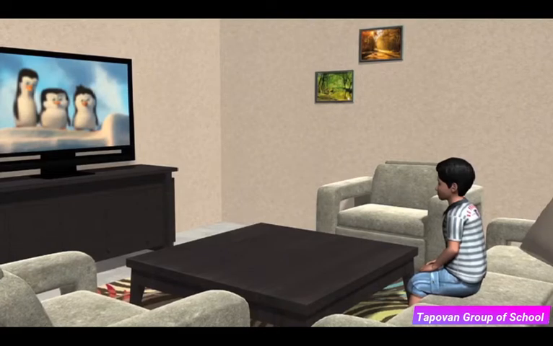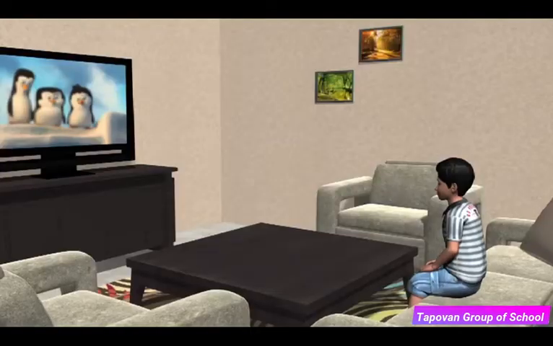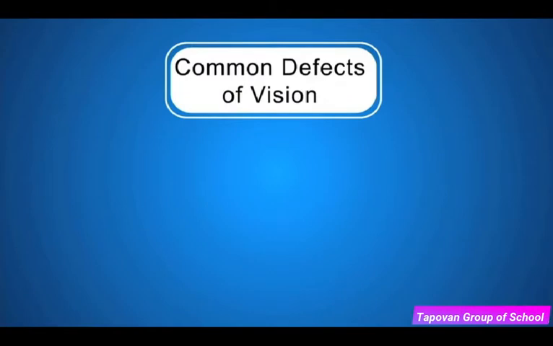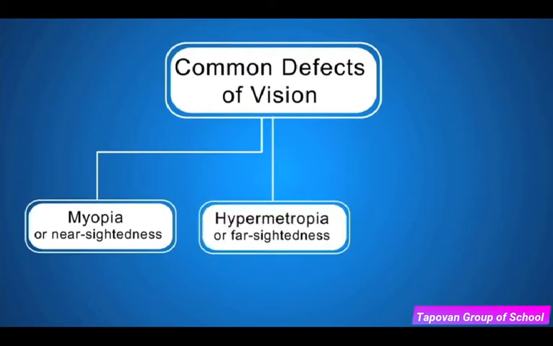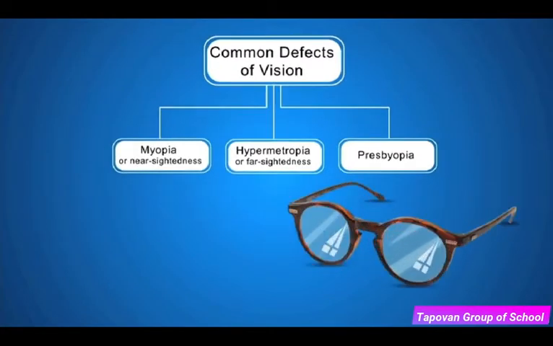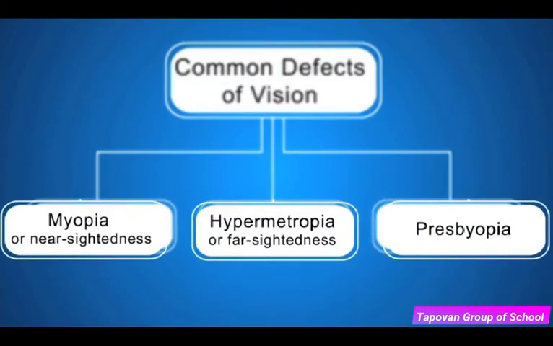The condition in which a person cannot see objects distinctly and comfortably, or the vision becomes blurred, is called the defect of vision. There are mainly three common defects of vision. These are myopia or nearsightedness, hypermetropia or farsightedness, and presbyopia. These defects can be corrected by the use of spectacles having suitable spherical lenses. Let us learn about these defects and their correction in detail.